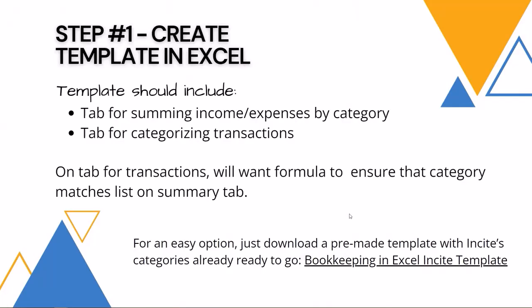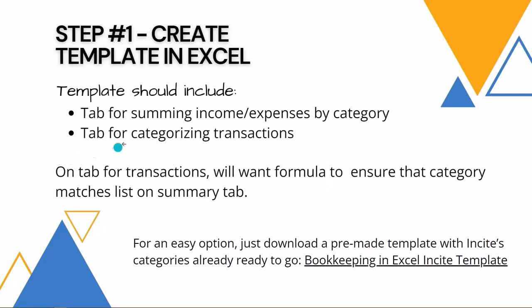The first one is a tab for summing income and expenses by category. It's basically going to be like a financial statement: all of the expenses that I've had that are categorized to this. Otherwise, you're going to have all the transactions, and when your tax accountant asks how much you spent on office expenses for the year, you would have to individually add up all the things. So you want a tab that automatically does that for you. It will save you time.